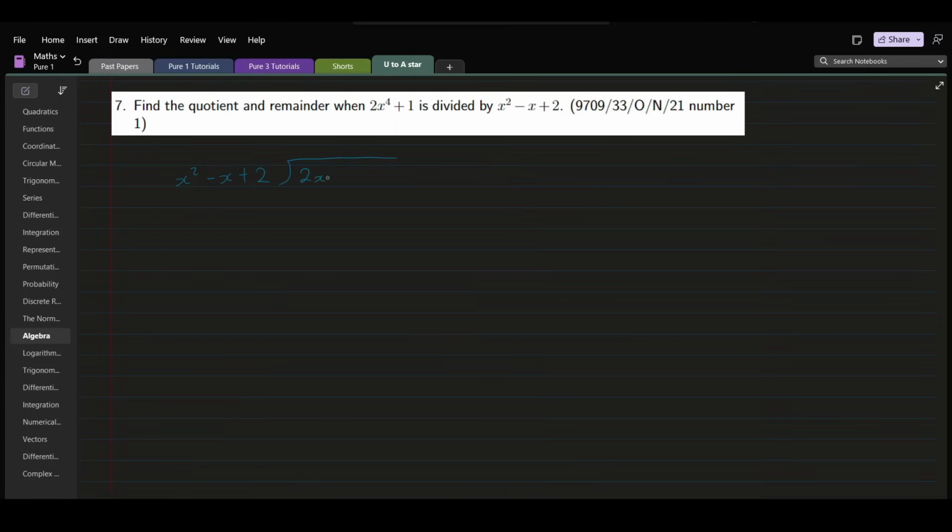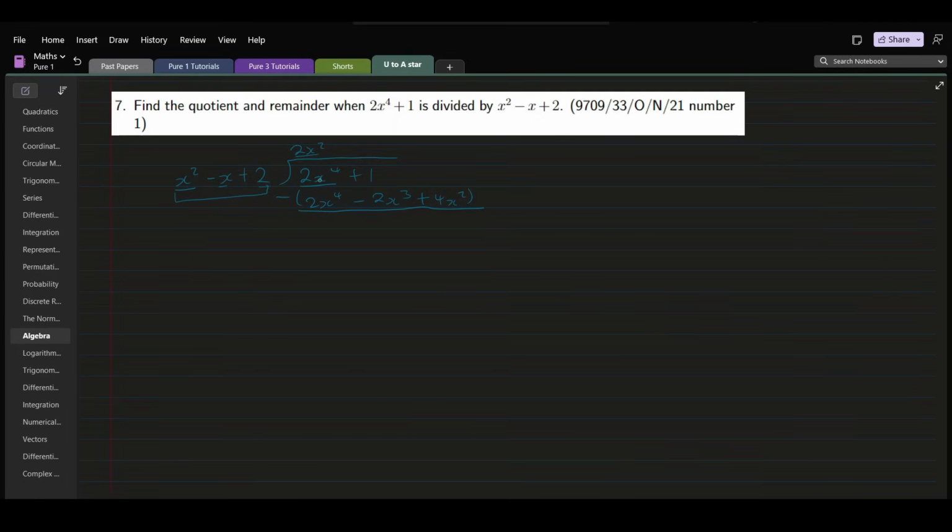And we've got 2x to the 4 plus 1. So we're going to say x squared into 2x to the 4. That gives us 2x squared. Minus, multiply this 2x squared by our divisor over here. So that's 2x squared times x squared. That gives us 2x to the 4. 2x squared times minus x. That gives us negative 2x cubed. And then that's 2x squared times 2. That gives us plus 4x squared.